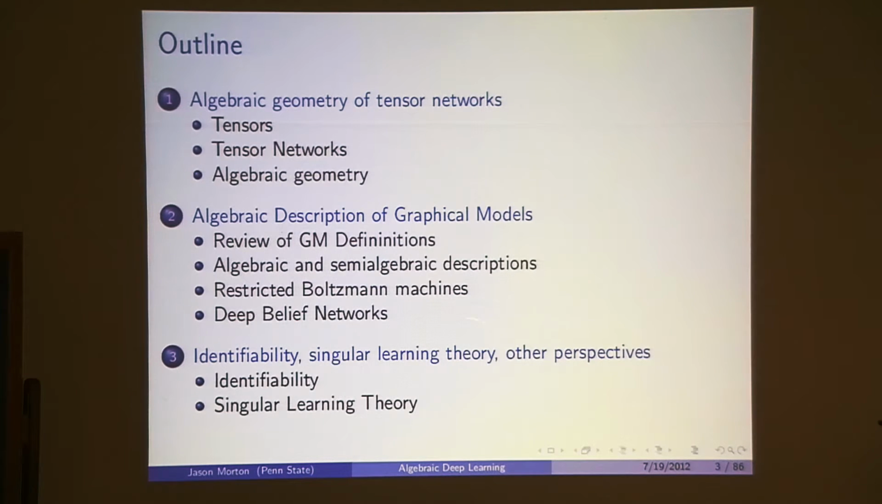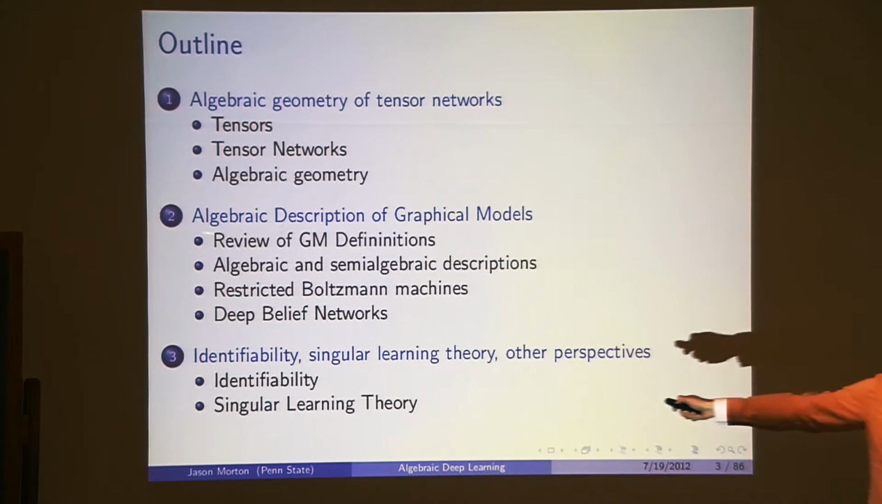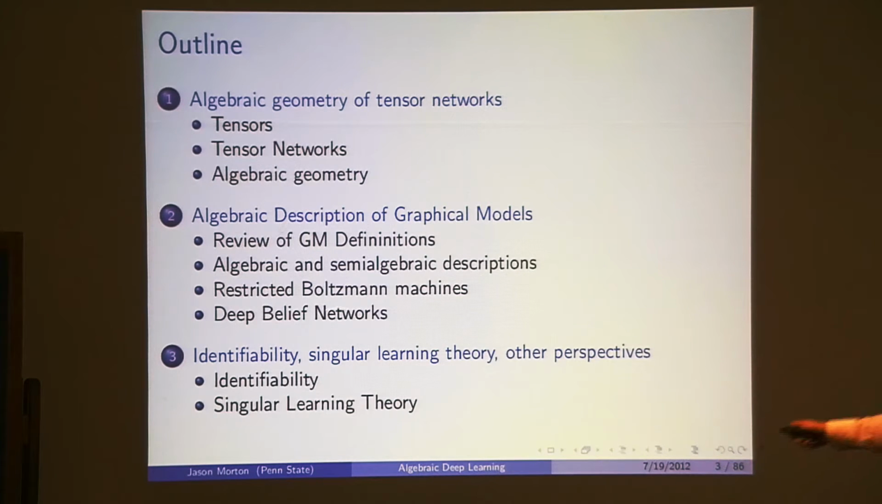Then tomorrow I'll talk about applying that to create algebraic and semi-algebraic descriptions of graphical models, and applying that to restricted Boltzmann machines and deep belief networks. For many submodels of these things, we have a really good understanding of what they are algebraically. In some sense, deep belief networks contain many of the models that we do understand. And so that's kind of the frontier.